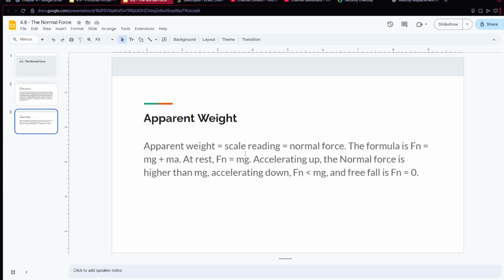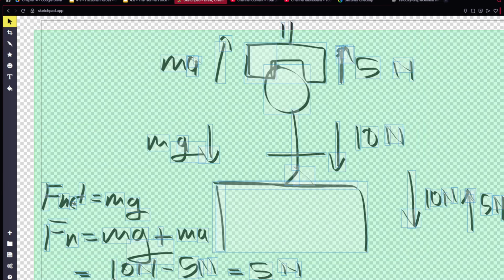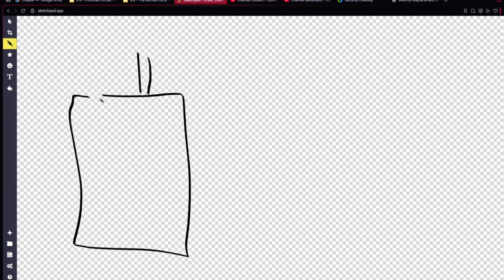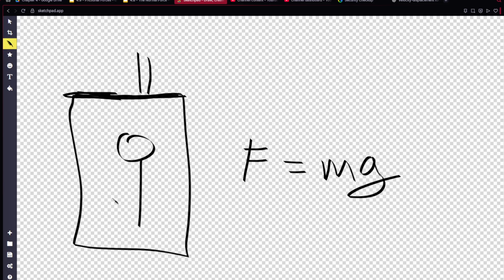So apparent weight is the scale reading which equals the normal force. The formula is F of n equals mg plus ma. At rest, F of n equals mg because you're not putting... So think of it as like an elevator. And let's say this is the elevator here. If we did nothing and we just cut this elevator's rope, that means the force would be ma, or mg, same thing. So let's say a person is here, they're exerting a force of mg downwards.